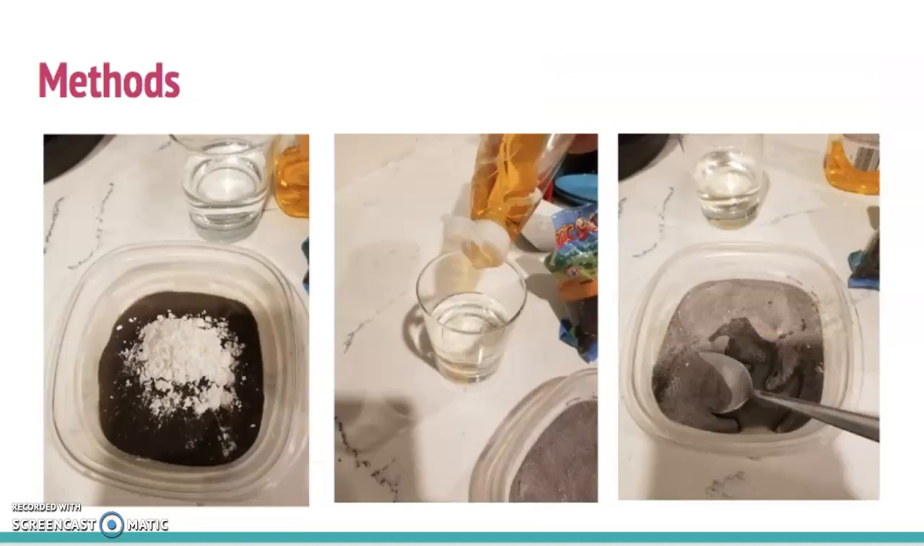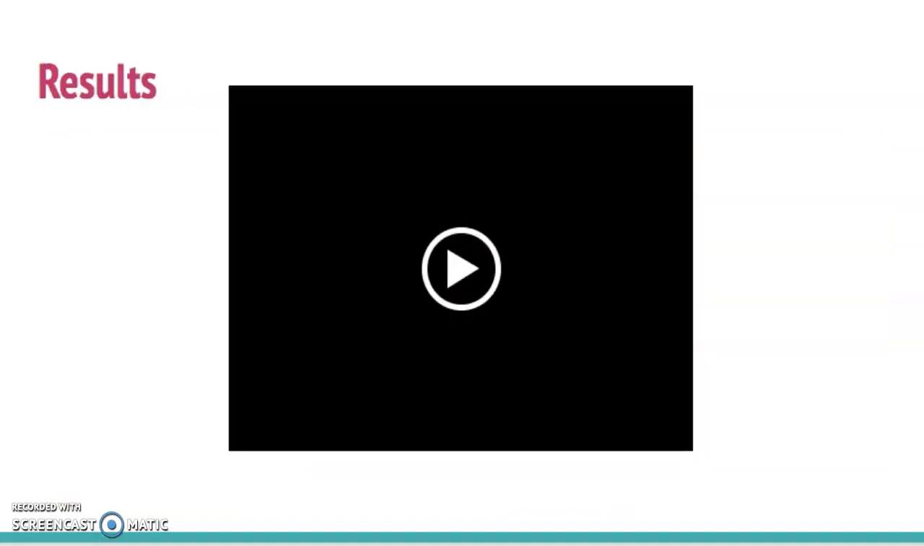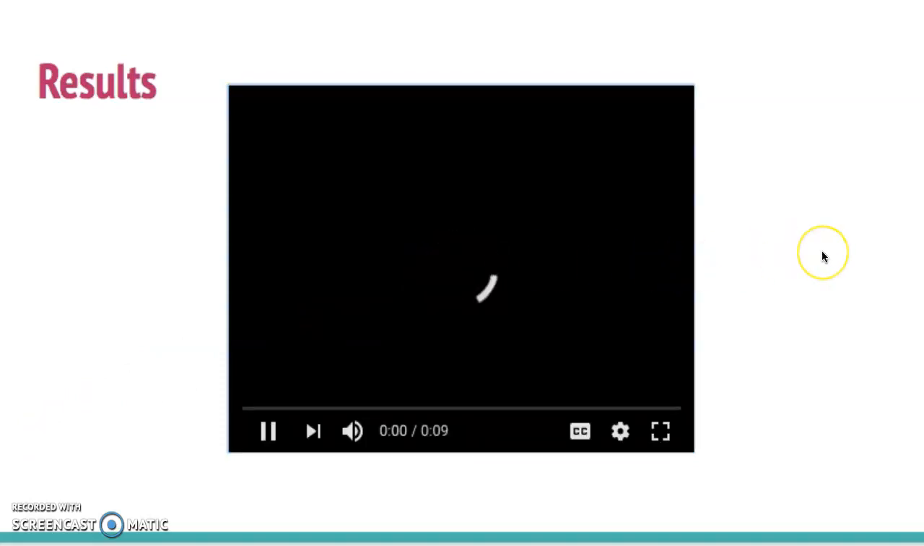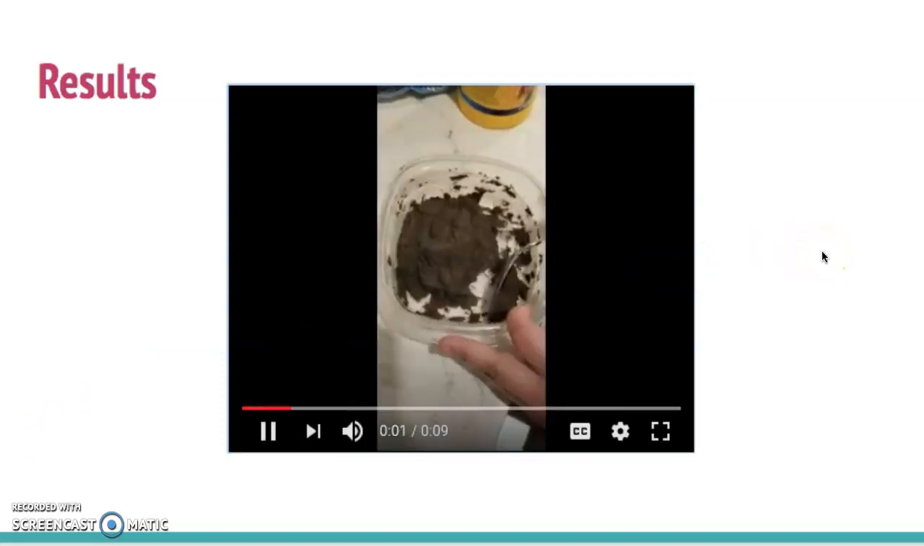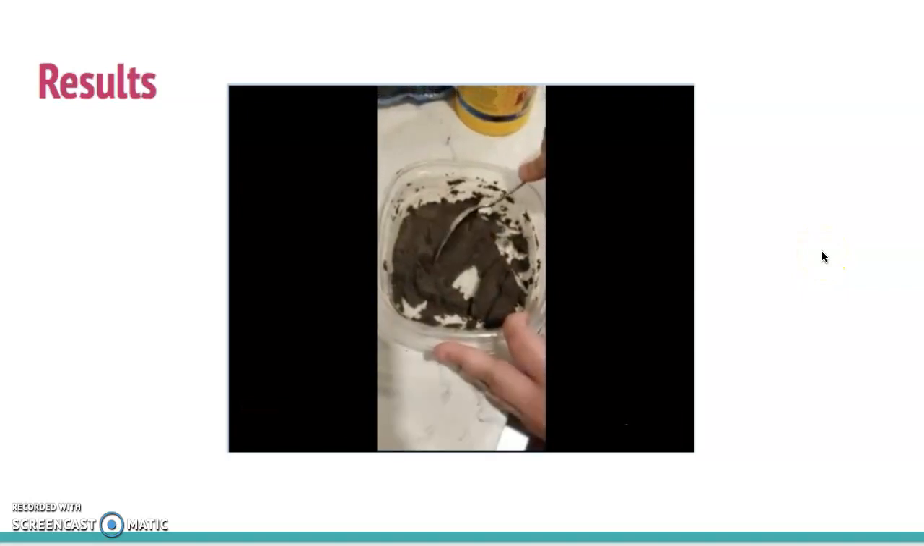So this was me just completing the experiment here. So I have my sand and cornstarch mixture, my soap and water mixture, and then I added the soap and water to the sand and cornstarch, and I stirred these to combine them. So what did we get out of this? What was the end result? So we got kinetic sand.